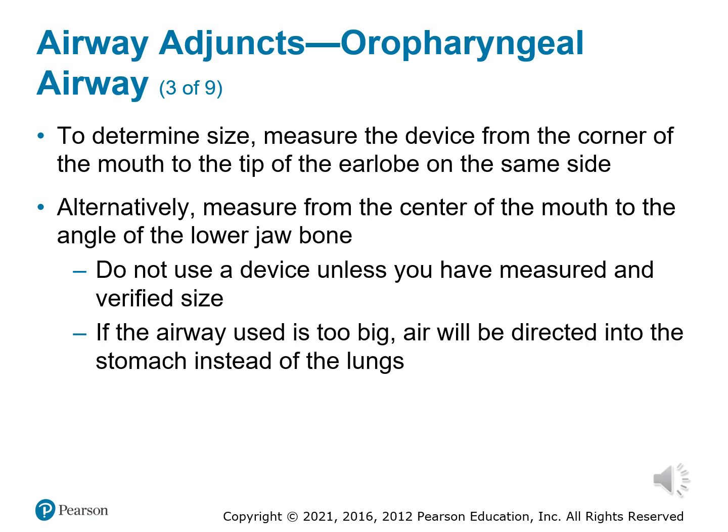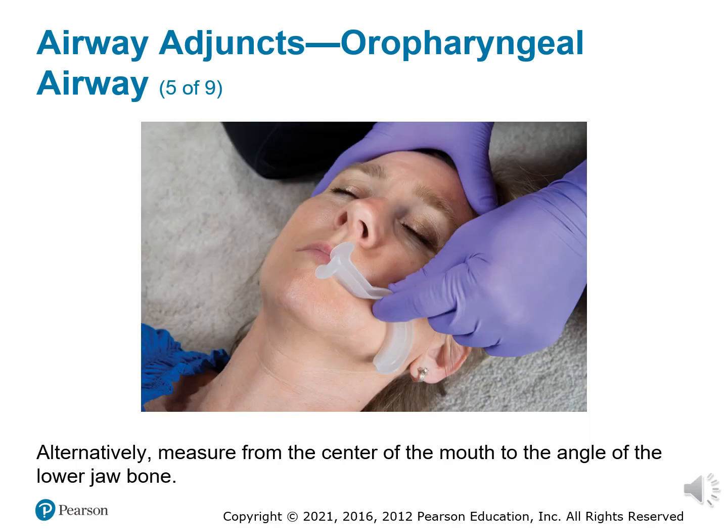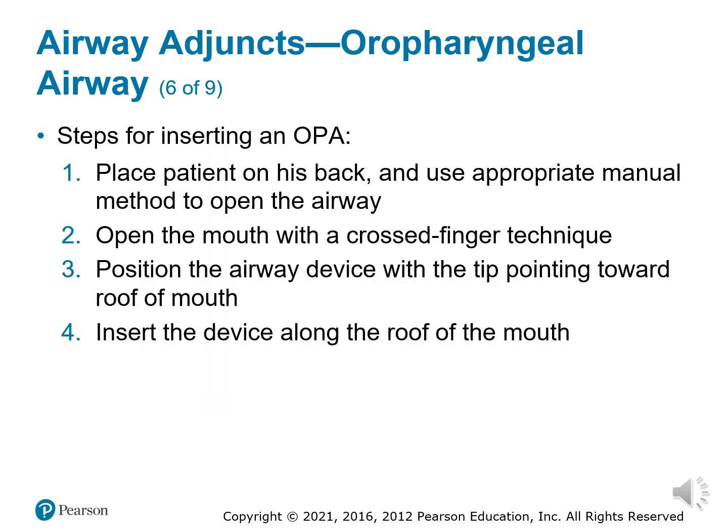If the airway used is too big, air will be directed into the stomach instead of into the lungs. With the oropharyngeal airway, you're going to measure from the corner of the patient's mouth to the tip of the earlobe. Or you can alternatively measure from the center of the mouth to the edge or the angle of the lower jawbone. Steps for inserting an OPA.